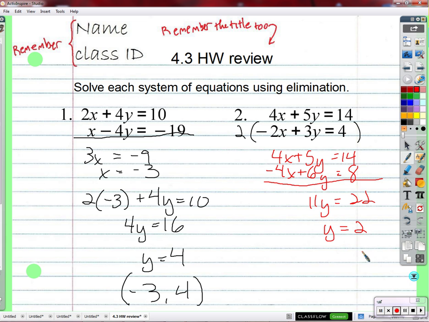Now we need to plug 2 in for y. 4x plus 5 times 2 equals 14. 4x, this is 10, subtract 10 from both sides, we get 4.